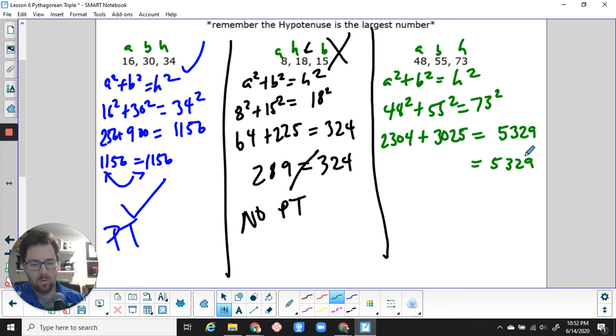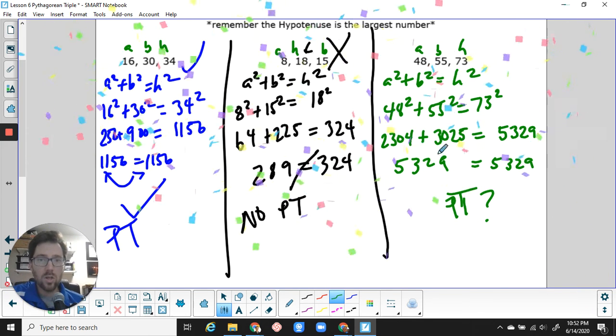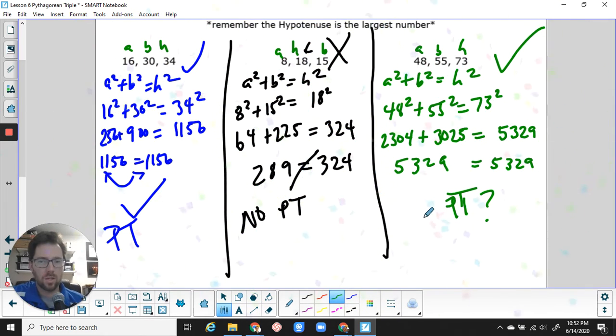So let's do this. 2304 plus 3,025 equals 5,329. Are these a Pythagorean triple? You know it. Woohoo! Pythagorean triple. It worked out. Okay. So Pythagorean triples also need to be whole numbers. If you're trying to figure out if they're whole numbers, it has to be a whole number for it to work as a Pythagorean triple.